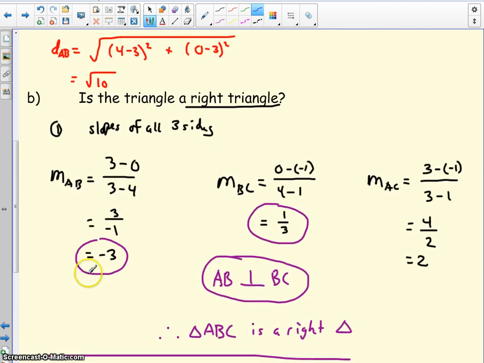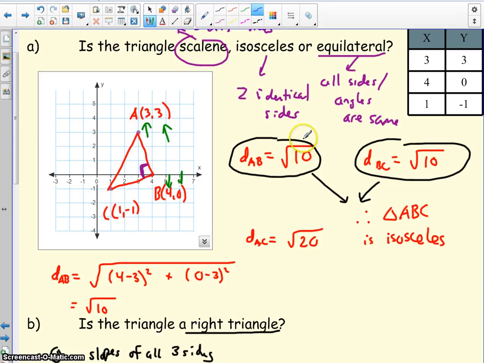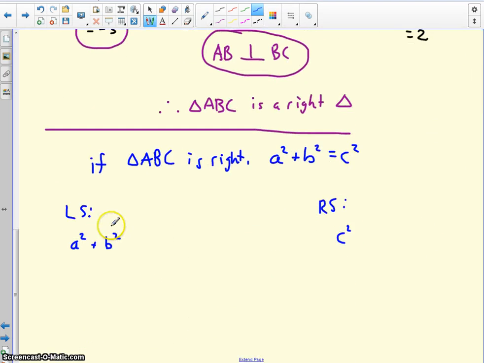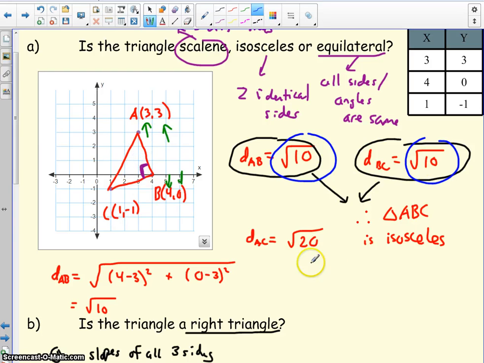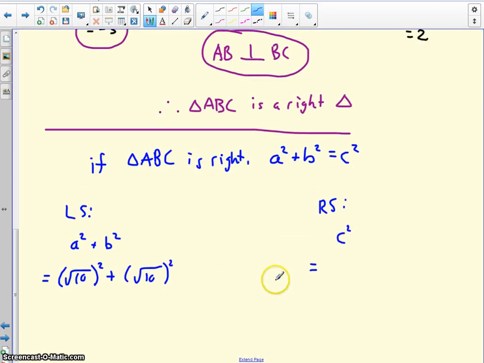So our two smaller sides here, if you take a look at our two distances here, are root 10 and root 10. So I'm going to put that in for a and b. So that's going to give me root 10 all squared plus another root 10 all squared. Okay, c is my hypotenuse, that's my longest side, that's AC over here, which I calculated that length to be square root of 20.